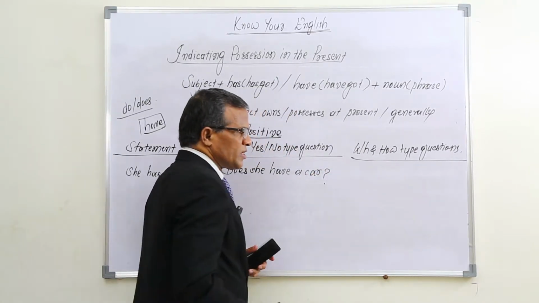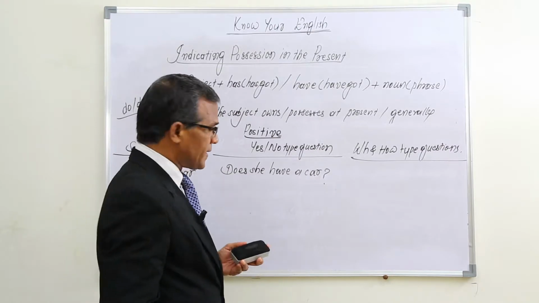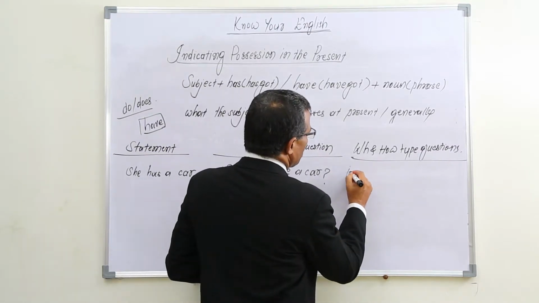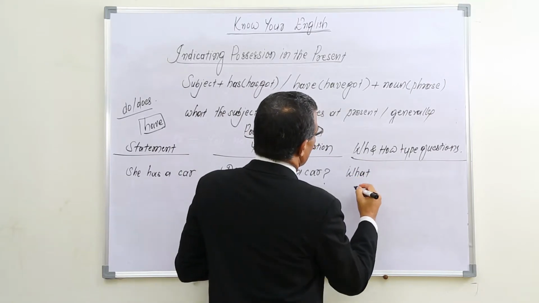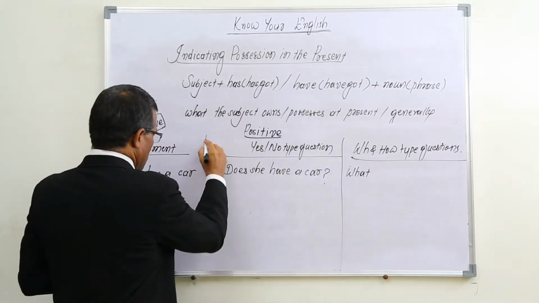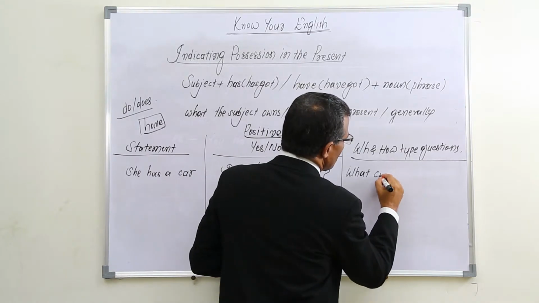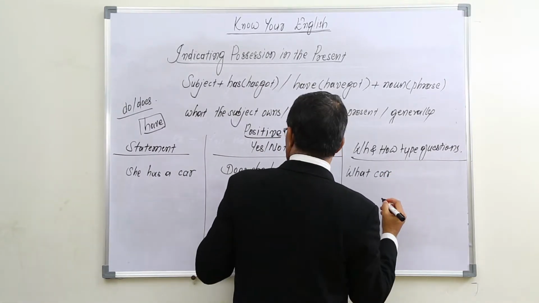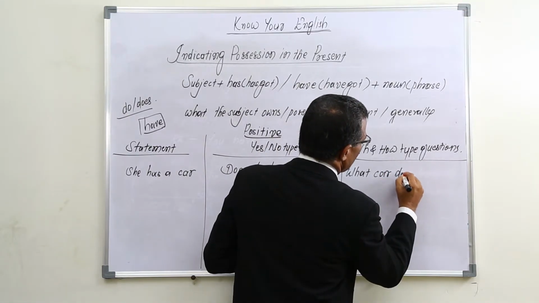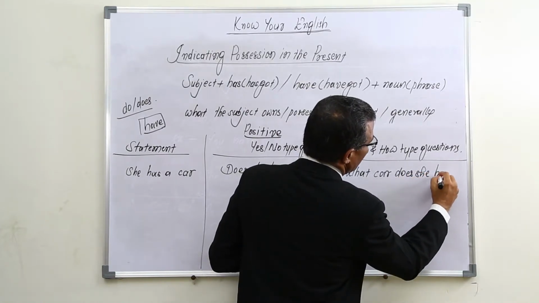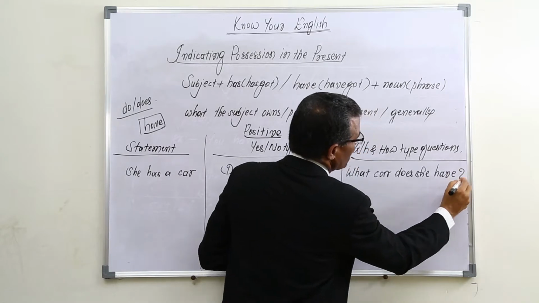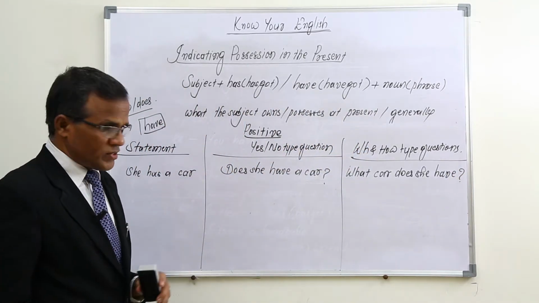For example, WH and how type of questions: if we take what type of car, otherwise what car does she have? What car does she have? Like that we can frame WH questions also.